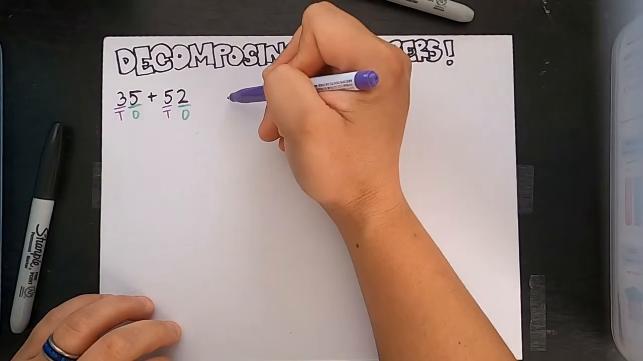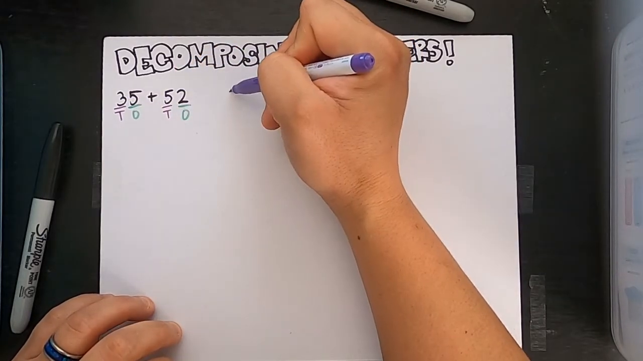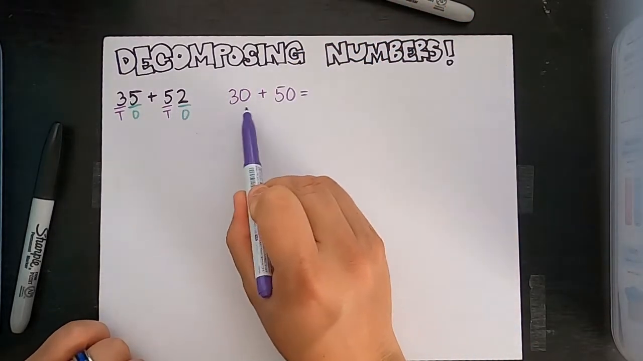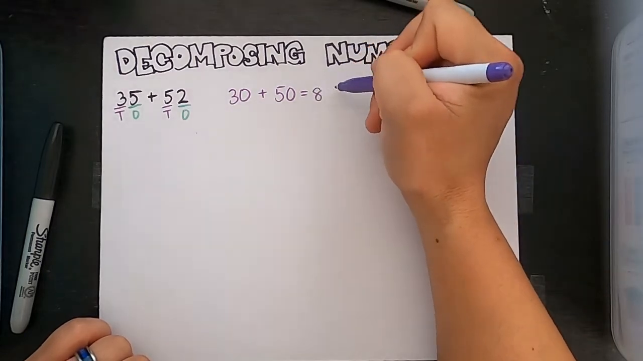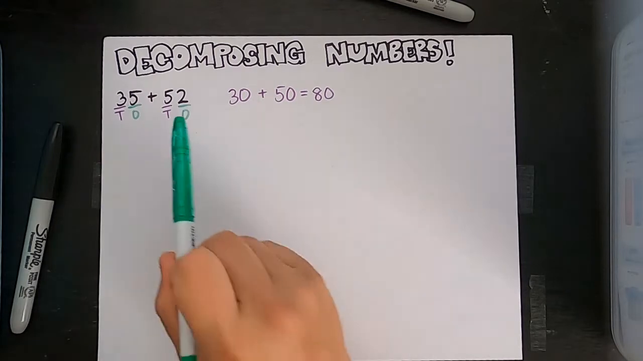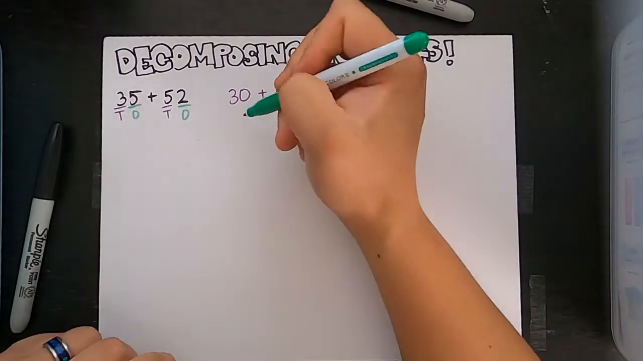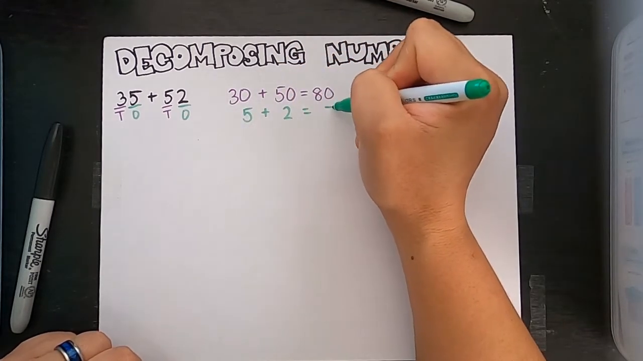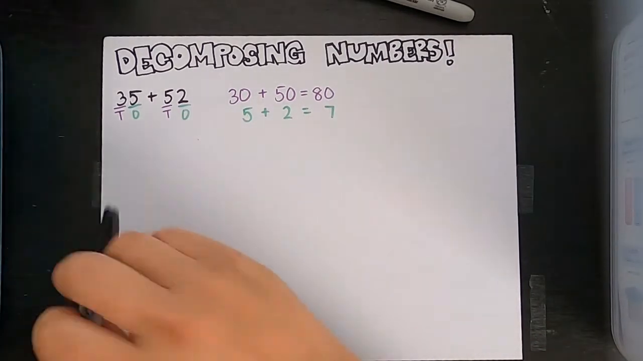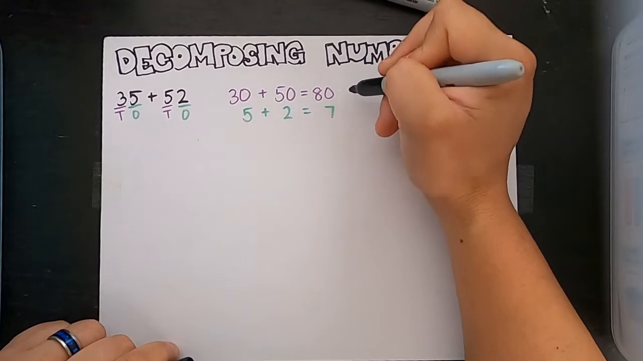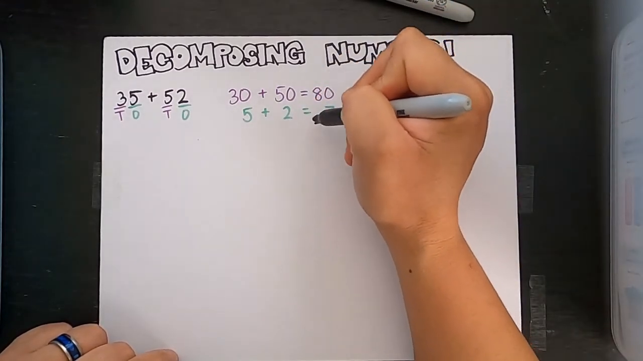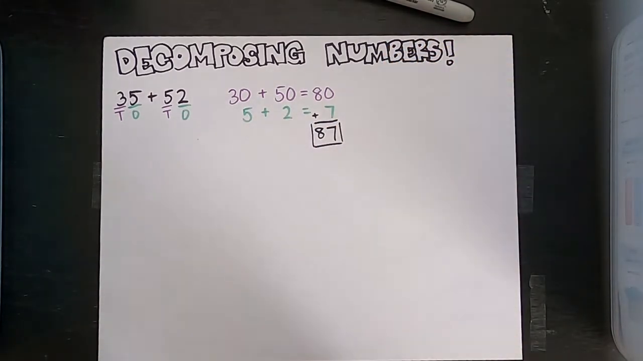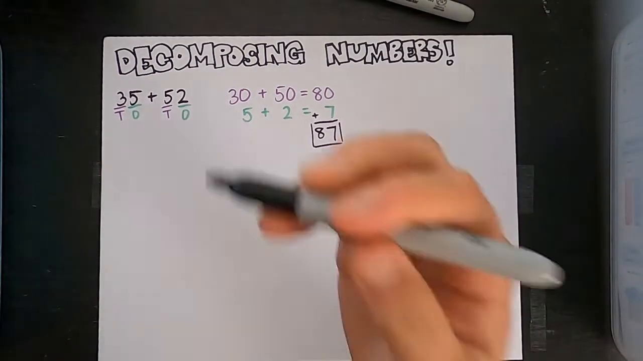So with this one, I have three tens and five tens. That basically means 30 plus 50. Now that's a lot easier to do in my head because I know 3 plus 5 is 8 and that's 8 tens, which is 80. Then I'm going to get the ones. Then I have 5 ones plus 2 ones equals 7 ones. Then to end it, I'm just going to add these two numbers together. So 80 plus 7 is 87. Perfect. All right, so that was a little simple one.